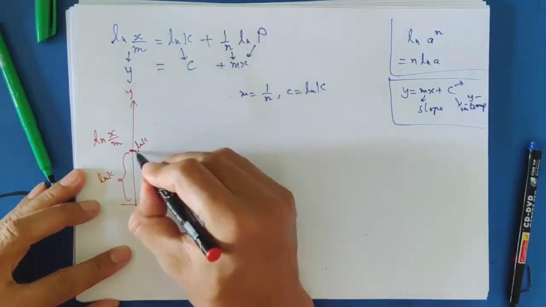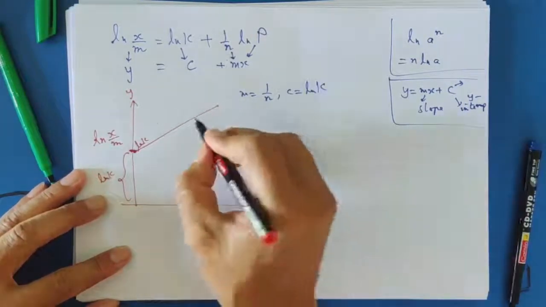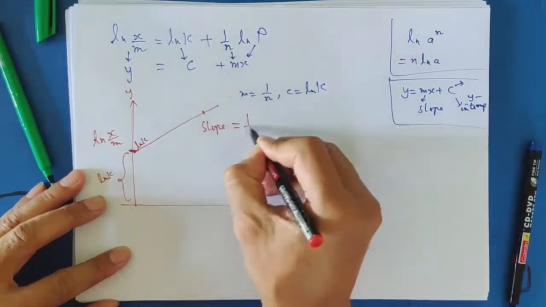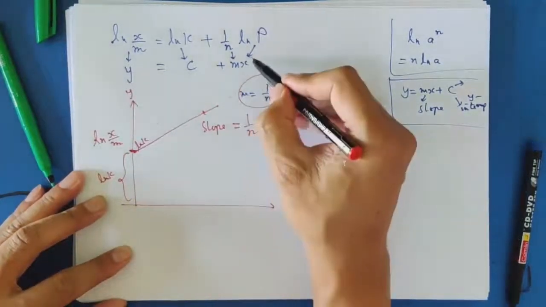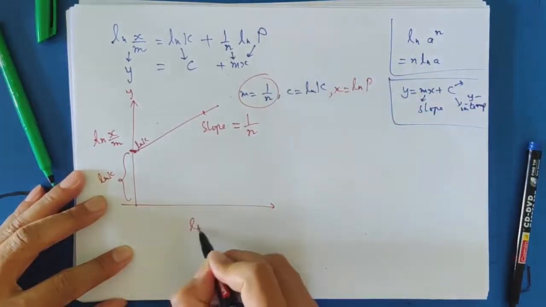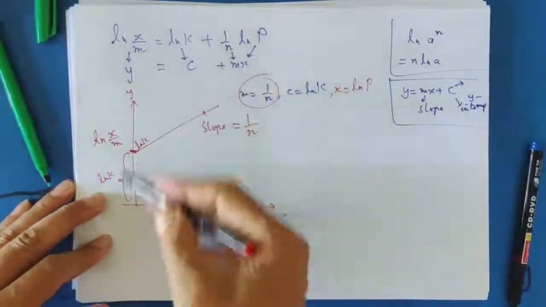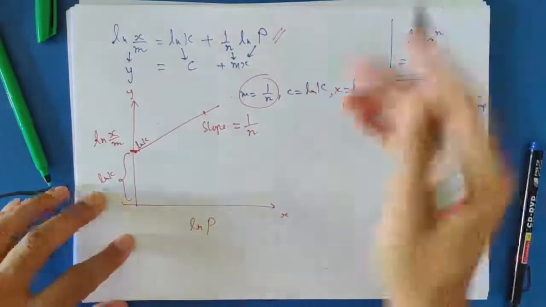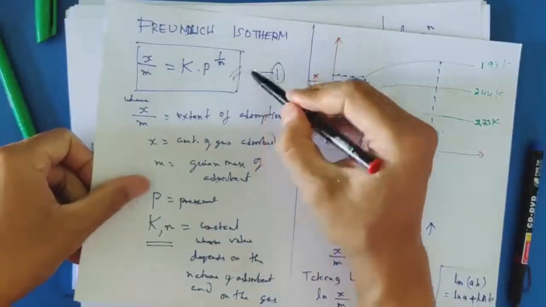You draw a line like this and take the slope of this line at any point. So your slope will be equal to 1 by n. This is your slope, 1 by n. The x-axis is ln p. So a graph can be drawn from this equation. Basic. So it's coming from here.